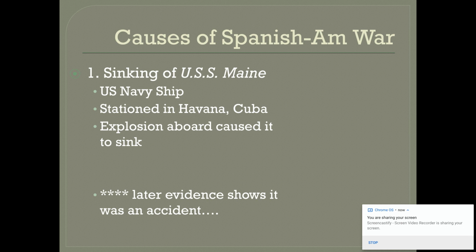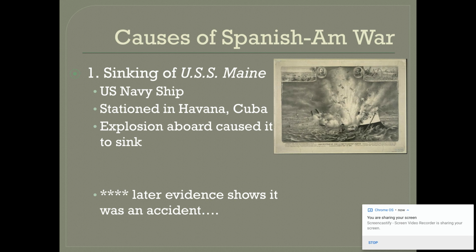One of the main causes, naturally, is the sinking of the USS Maine. The USS Maine was stationed in Havana Harbor. It was sunk when it ran into a mine. The United States becomes outraged over this and eventually declares war. Actually, though, it seems like that whole situation was really just an accident. The United States might have gone to war for something that was simply an accident. Again, here's a picture showing you the Maine exploding in Havana Harbor.